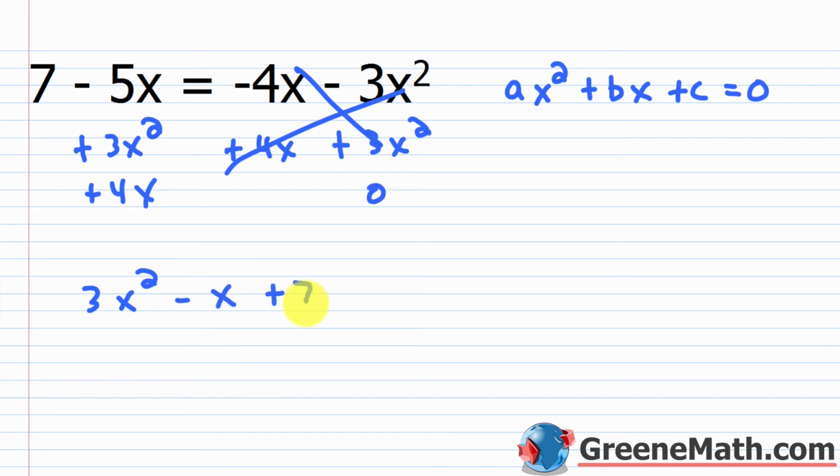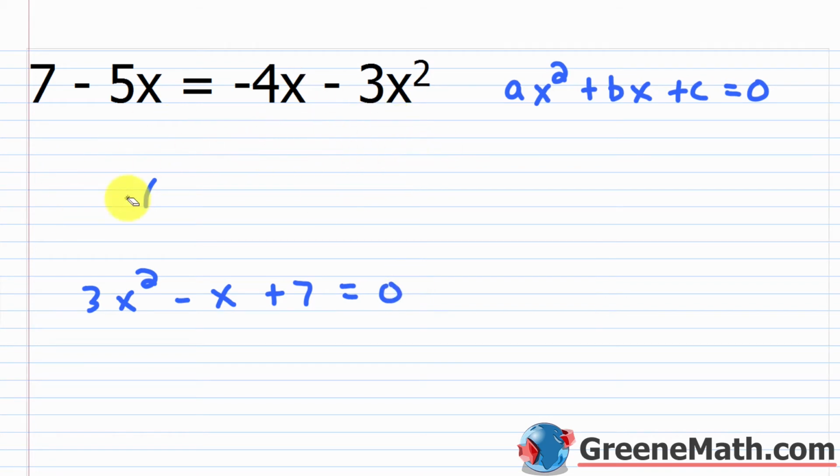And then you'll have your +7. Okay, so this is equal to 0. So now all I need to do is record my values for a, b, and c, and I'm basically set, right? So a here is going to be 3. B here is -1. And C here is going to be 7.